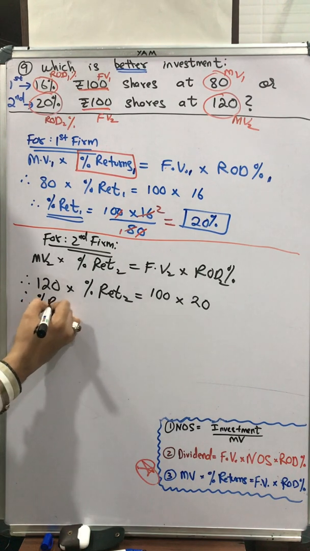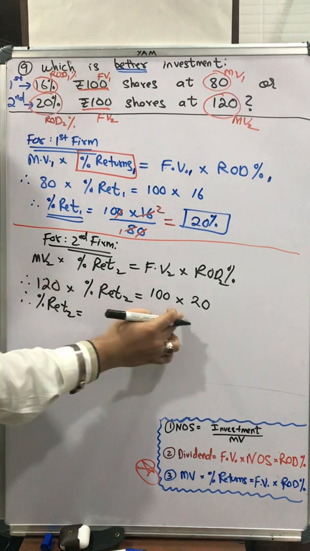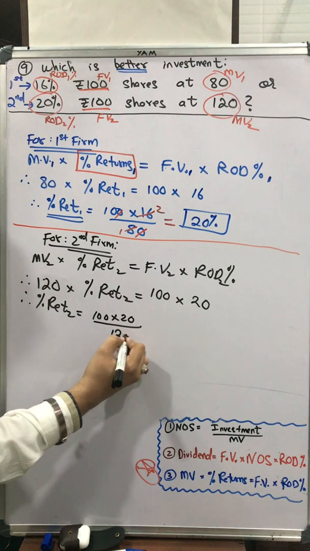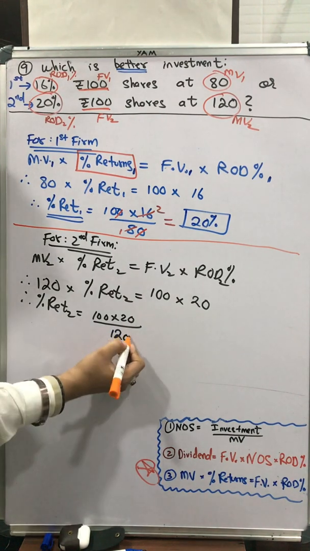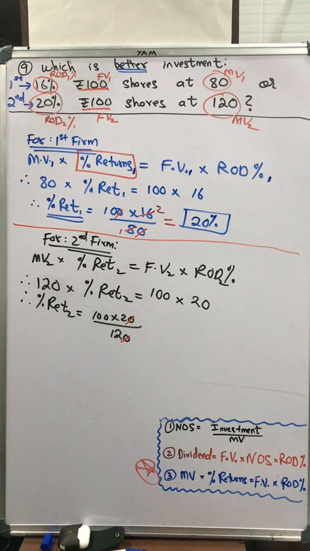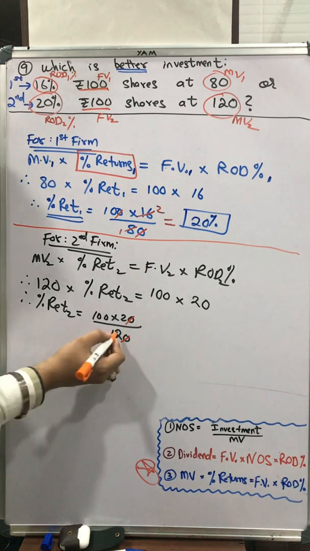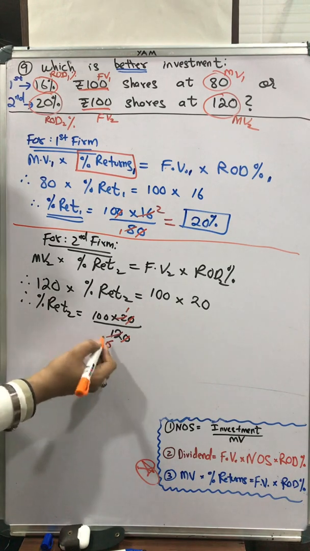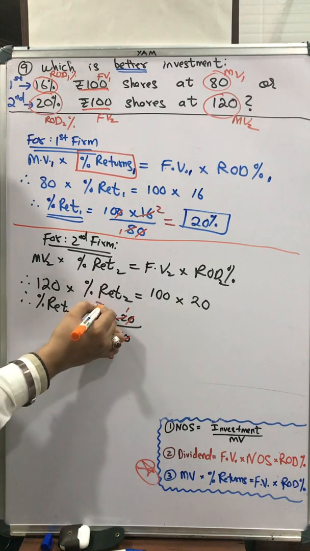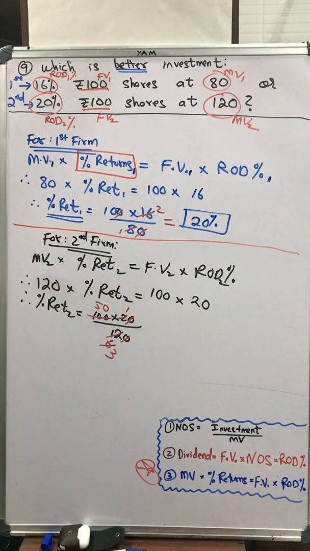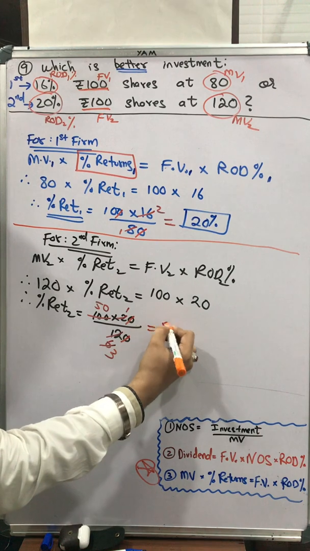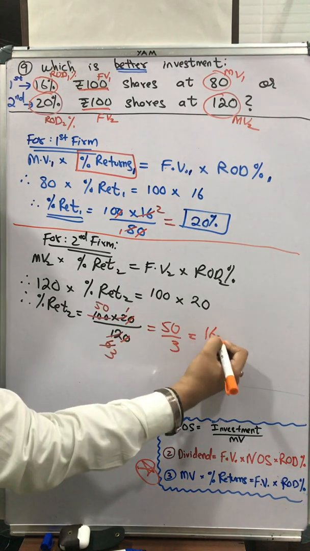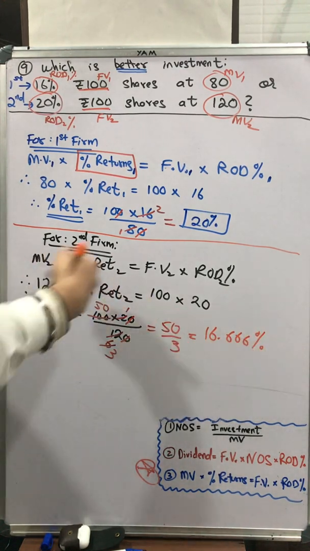Therefore, percentage of returns for the second firm: this 120 will go down in the denominator. 100 multiplied by 20 upon 120. Over here can I say the zeros go off? Yes. Now I'll do the cancellation with 2. 2 sixes are 12 and 2 ones are 2, so I'm left with 100 and over here 6. Once again with 2: 2 threes are 6, 2 fifties are 100. So I'm left with 50 upon 3. If I divide 50 by 3, I'll get 16.66666, it goes on and on.